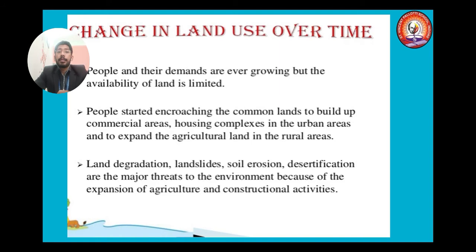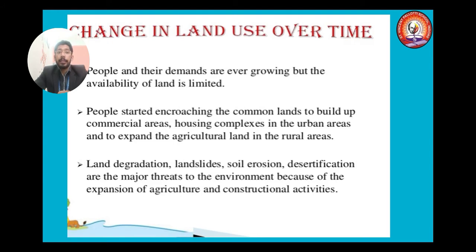People and their demands are ever growing, but the availability of land is limited. Over a period of time, the demands and needs of people have grown immensely, but the availability of land is very limited. That makes things worse. The need is great, but the resources are very limited. People started encroaching on the common lands to build commercial areas and housing complexes in the urban areas, and to expand agricultural land in the rural areas.